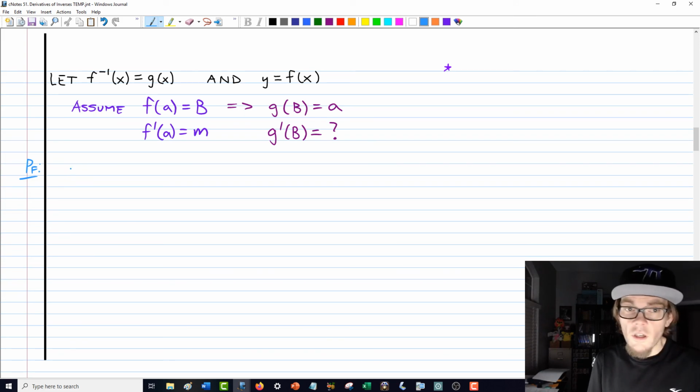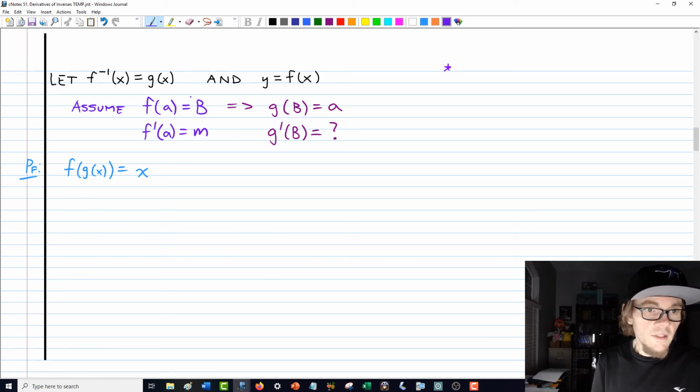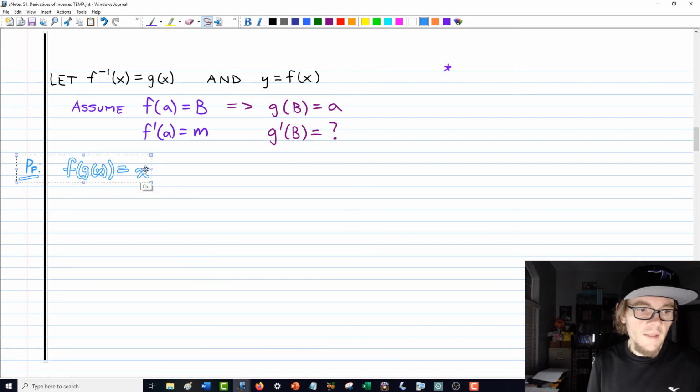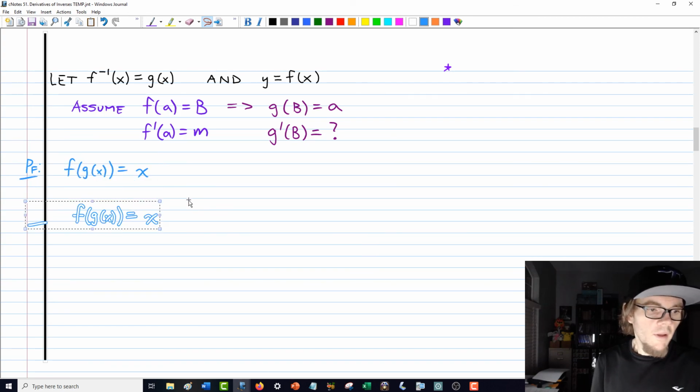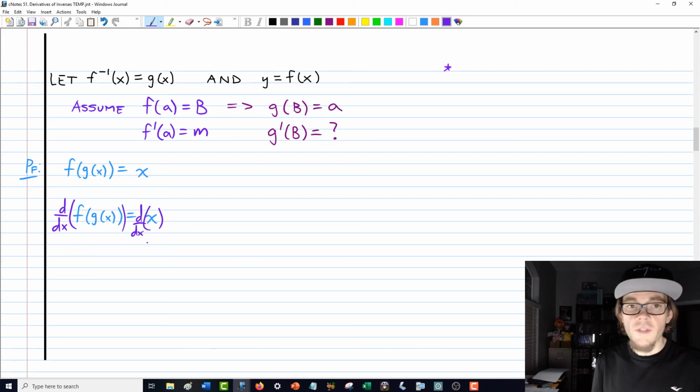So if f and g are inverses, that implies that f of g of x is going to be equal to x. So simple starting point. What I'm going to do now is differentiate that relationship with respect to x. And I'm a huge fan of this move. For whatever reason, this is one of those things that really impresses me. Took me a while to get comfortable with it. So we're going to differentiate with respect to x on both sides.